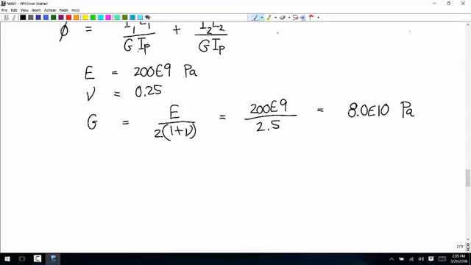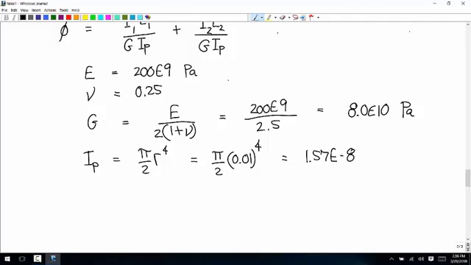And then we need the polar moment of inertia. For a circular cross section, that's pi over 2 times radius to the 4th. So pi over 2 times 0.01 to the 4th. So 1.57 times 10 to the minus 8. Yes. I got it going on today. I got one right in dynamics. This is meters to the 4th.